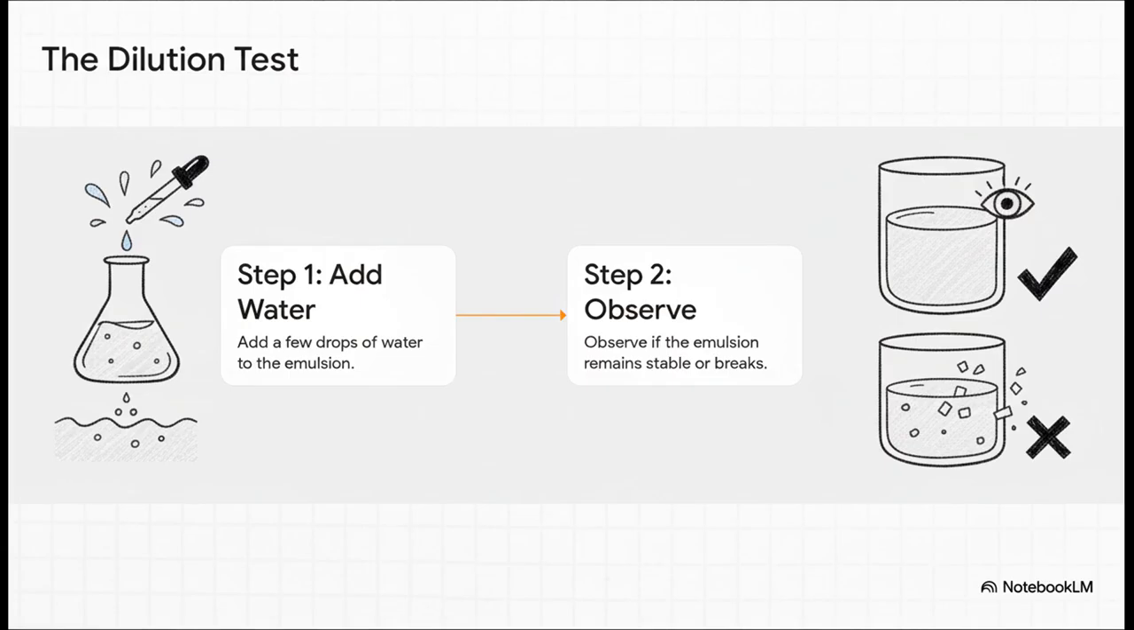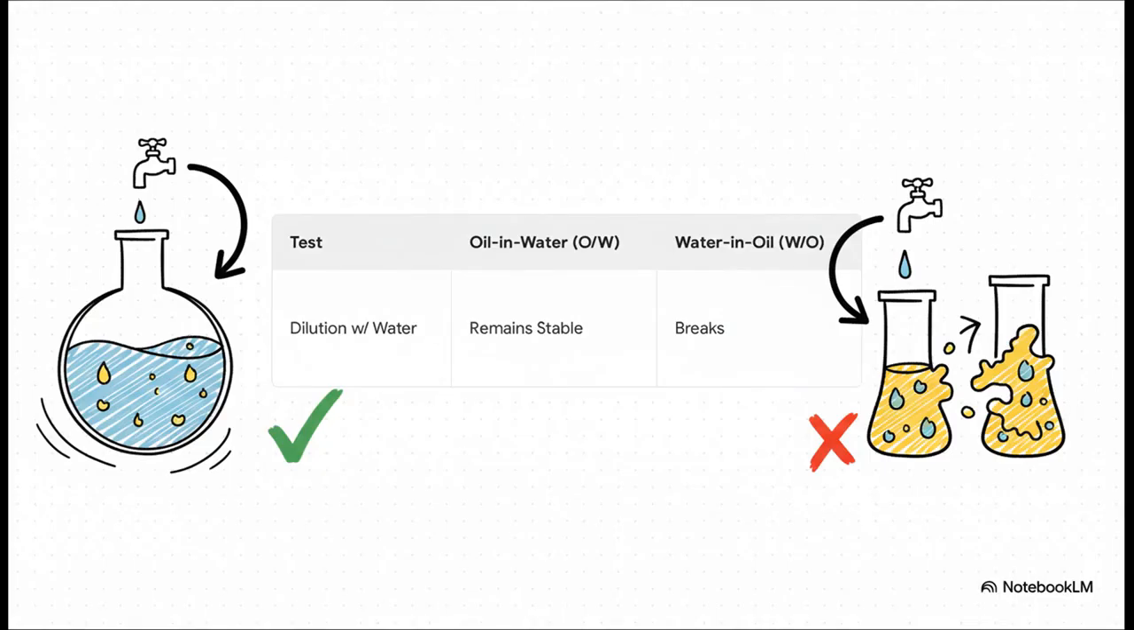First up, we have the simplest one, the dilution test. And it's pretty much exactly what it sounds like. You take a little bit of your mystery emulsion, and you just add some water to it. What happens next tells you everything you need to know. And here's the logic. If your emulsion is oil and water, its continuous phase is water. So adding more water is no big deal. It just mixes right in, and the emulsion stays stable. But if you try to add water to a water and oil emulsion, where the continuous phase is oil, it just can't handle it. The whole thing falls apart, and the emulsion breaks.